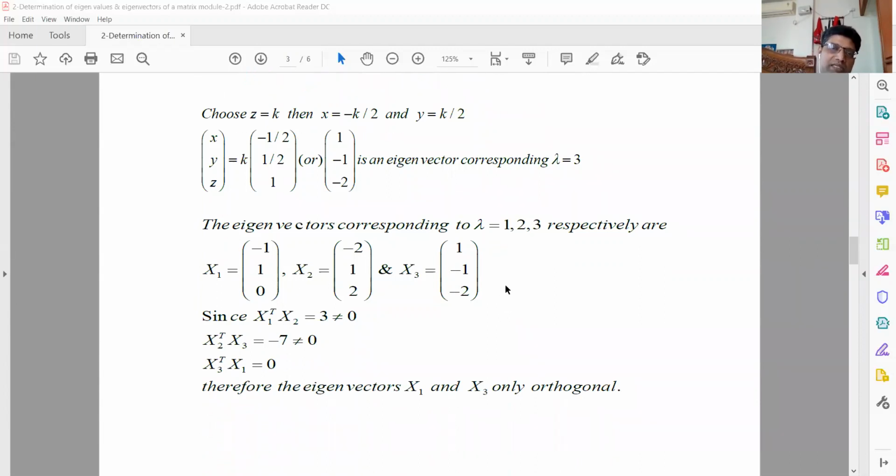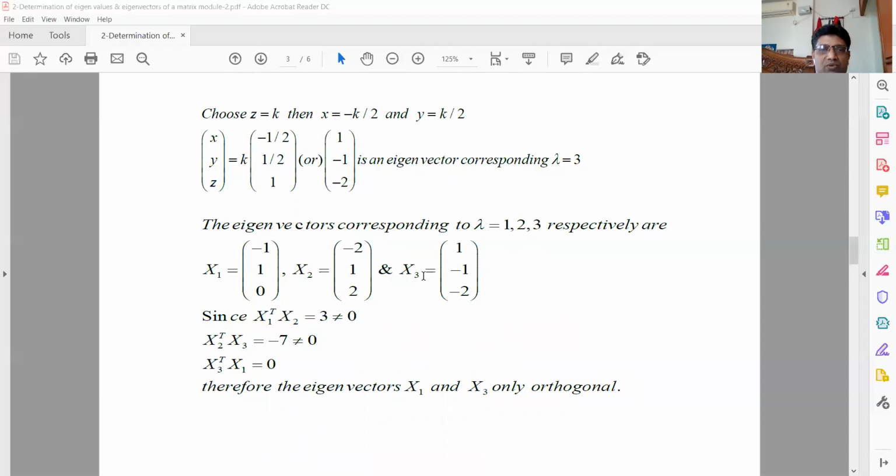Now, he is also asking to check whether the eigenvectors are orthogonal or not. For this, what I am doing is I am calculating x1 transpose x2. If I calculate x1 transpose x2, which is nothing but the dot product of these two, I will get minus 1 into minus 2 plus 2 and 1 into 1 plus 1 plus 2 plus 1 plus 3 plus 0 into 2 is 0. So clearly it is 3, which is not equal to 0.